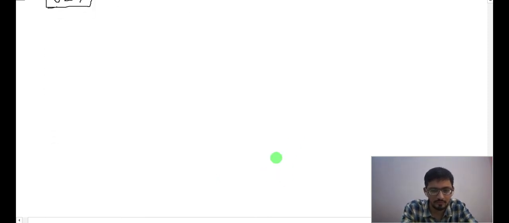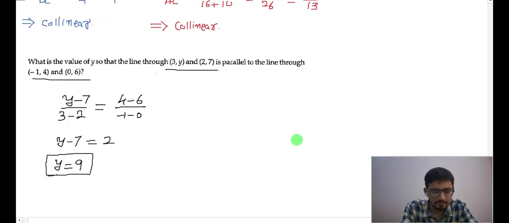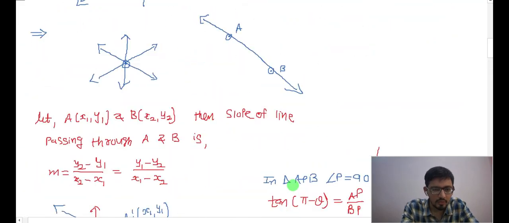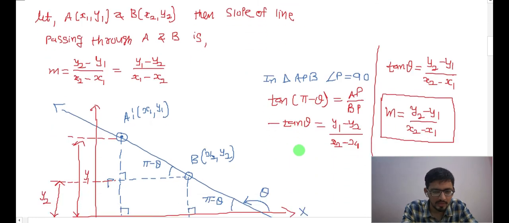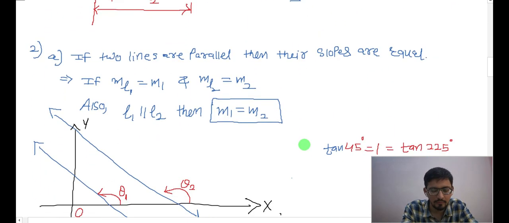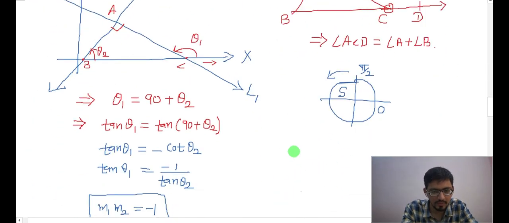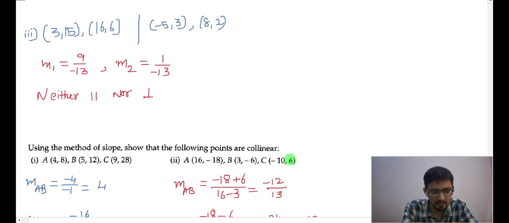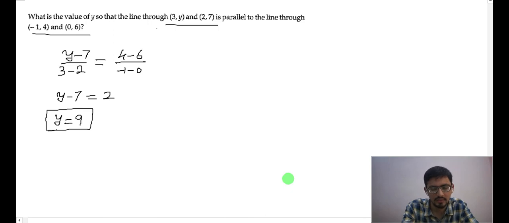Class, I hope this much is understood. This is what we discussed so far. The concept of slope we studied: how to find slope when 2 points are given, and if two lines are parallel, the slopes will be equal. If two lines are perpendicular, the product of slopes will be minus 1. Based on that, some examples we studied so far. If you are confused, one more time you can rewind and see the entire video.